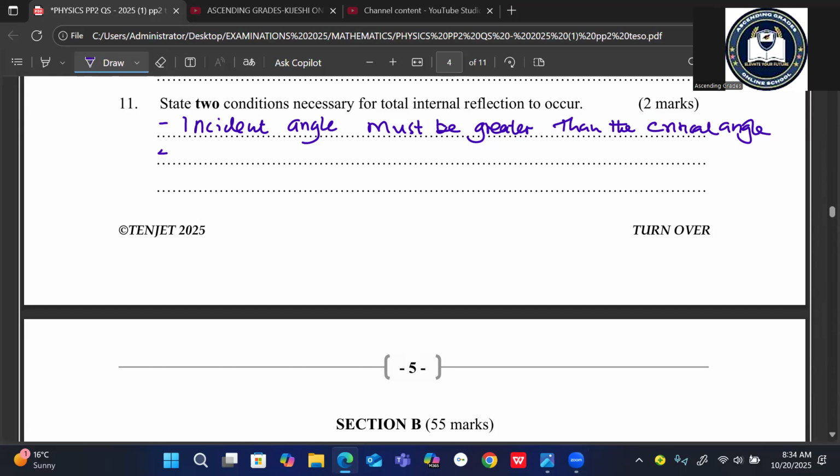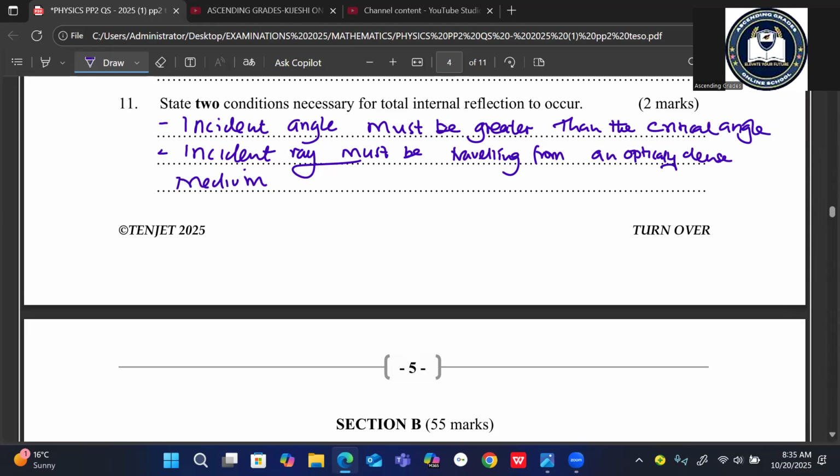And number 2, the incident ray must be traveling from an optically dense media to a less dense media. So those are the two conditions.